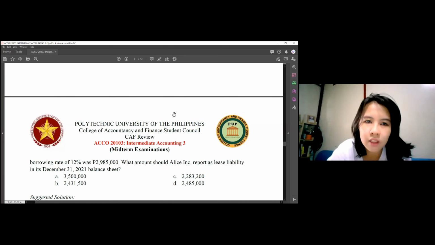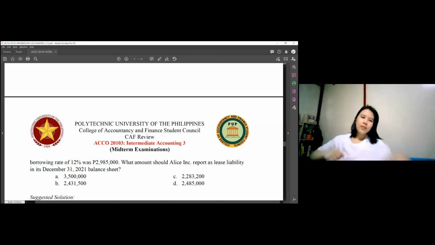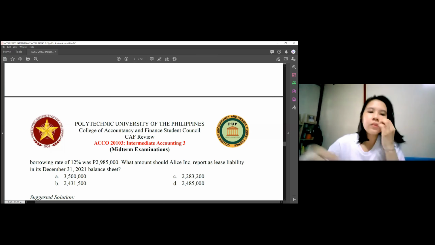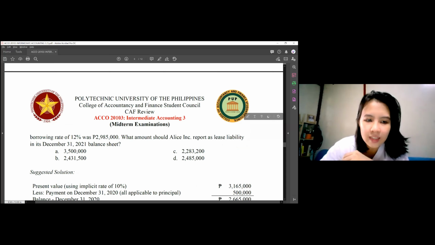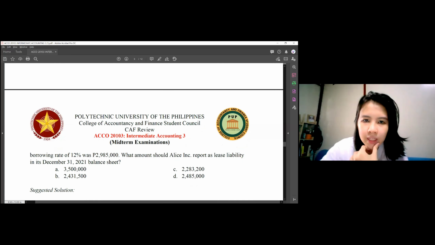So remember, if there's an implicit rate, we'll use the implicit rate. Okay, so yeah, let's see how it is computed. So yeah, yung present value niya, 3,165,000, lift lang natin, times deducted by any payment. So, di ba ang sabi, 500,000 binayaran niya noong December 31, 2020.